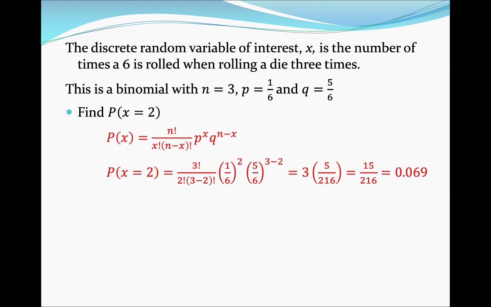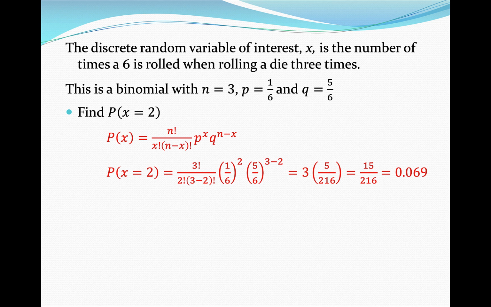So in this case, if we plug in what we know, n is 3, so we get 3 factorial. We're finding the probability that x equals 2. That's 2 factorial, 3 minus 2 factorial. Well, when you work that out, 3 minus 2 factorial is just 1 factorial, so that really just goes away because that just becomes 1. So you're left with 3 factorial over 2 factorial. That just becomes 3, which is why you see that 3 over there.